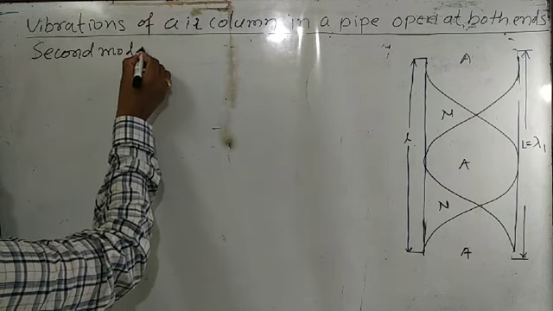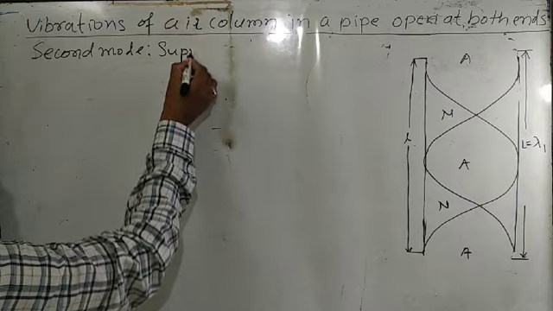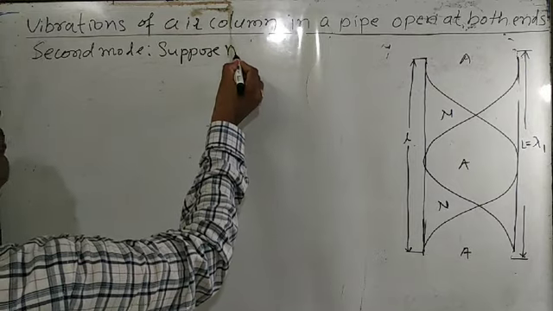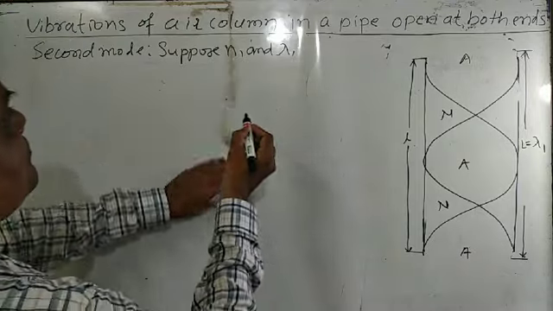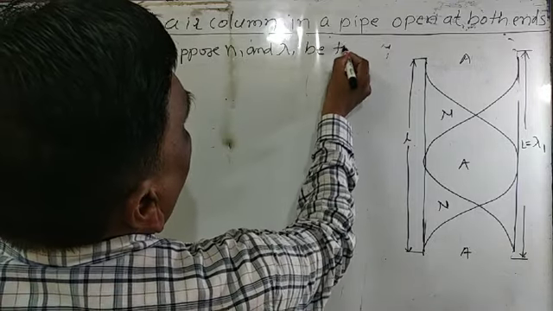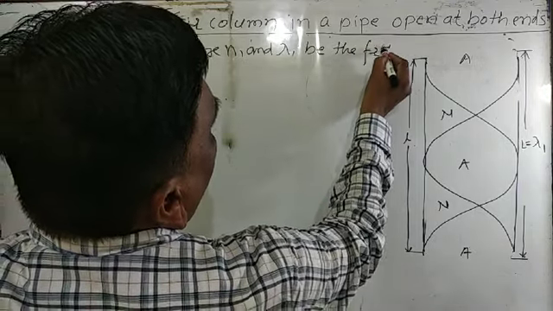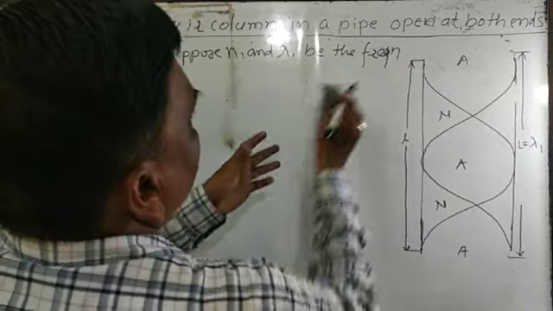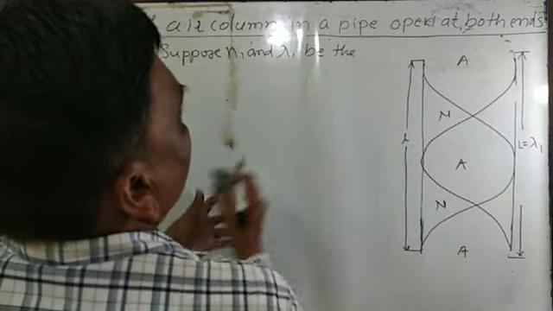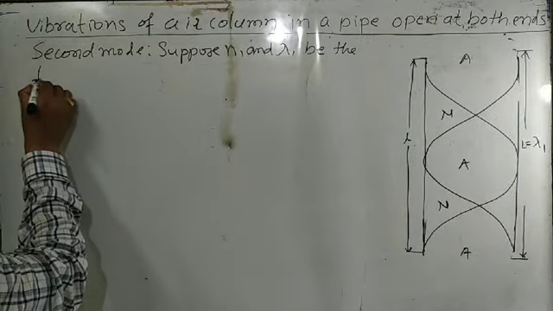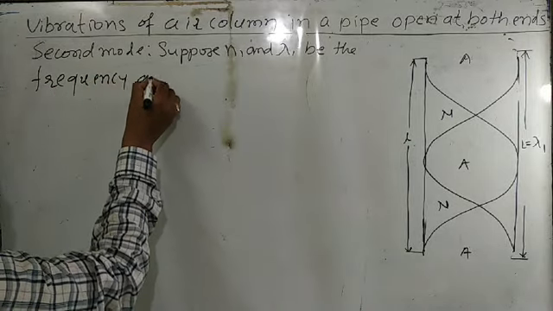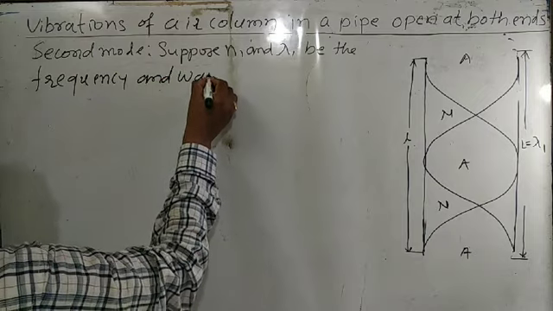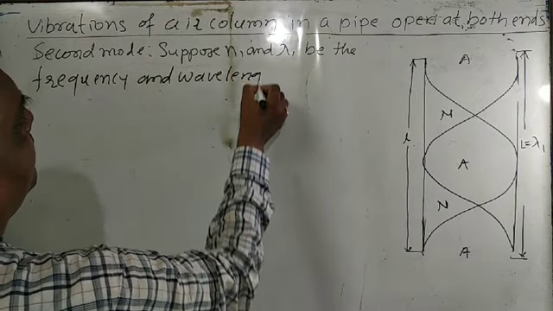So here, for the second mode, suppose n1 and lambda 1 be the frequency and wavelength respectively.